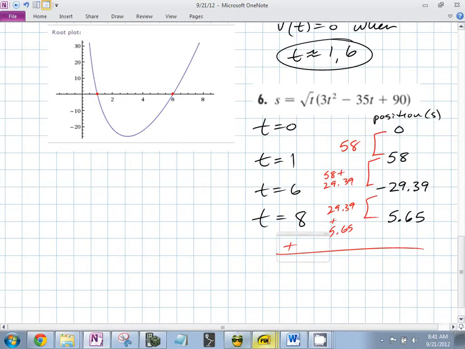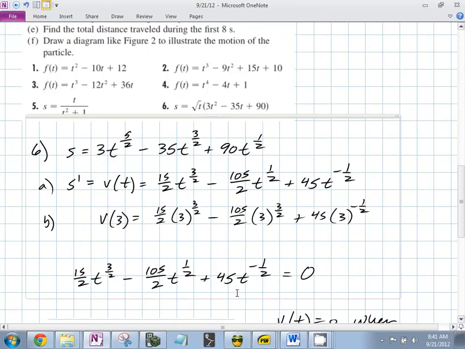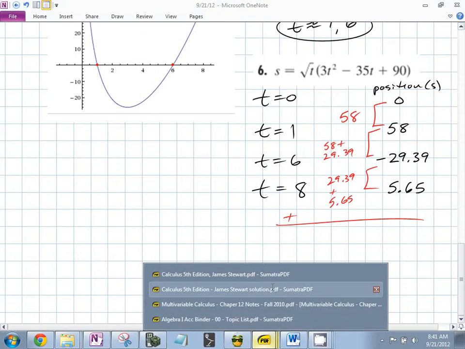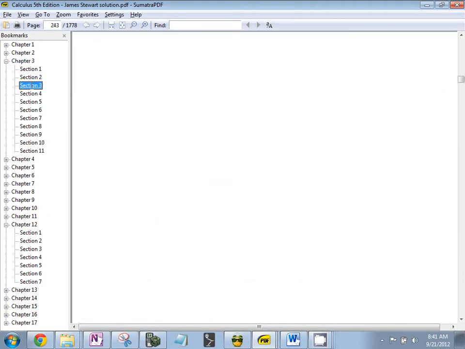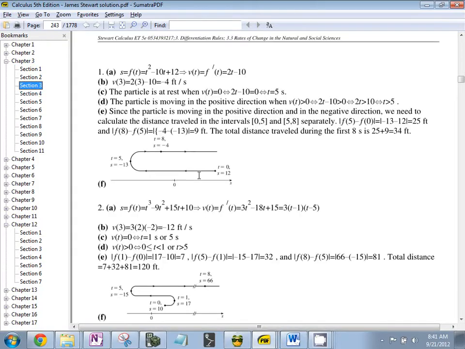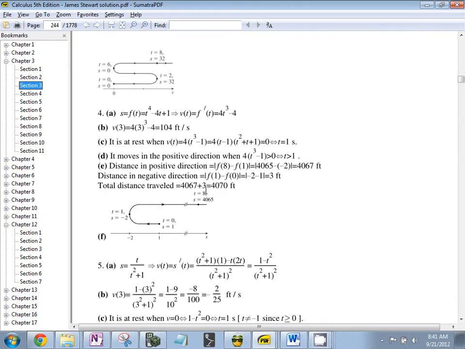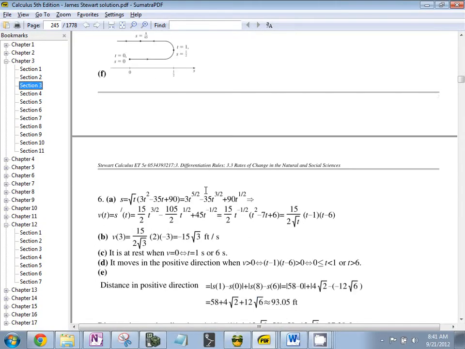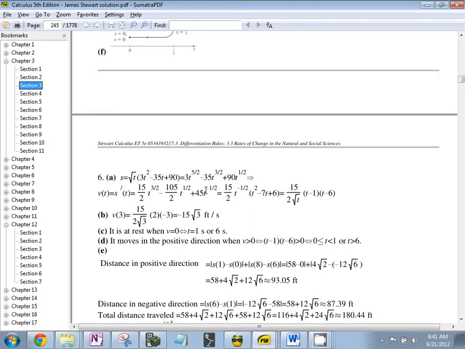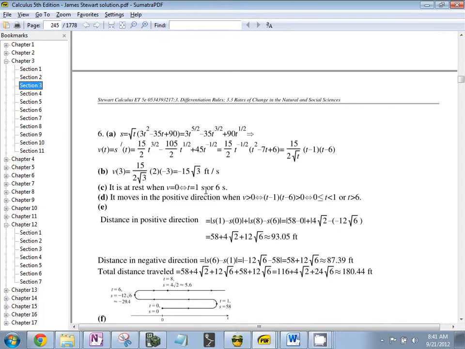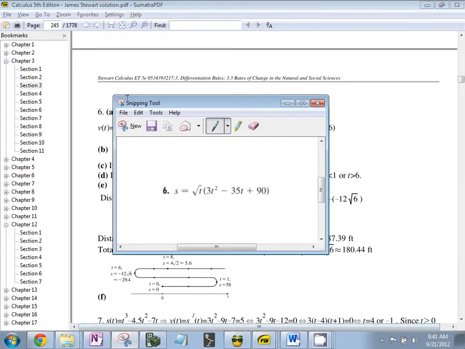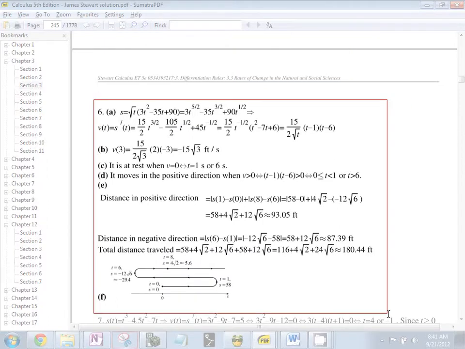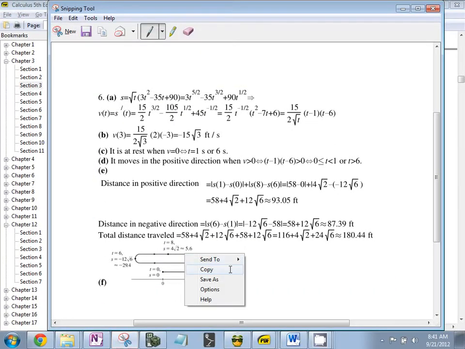This is 3.3. What number is this? 6? Number 6. Oh, cool. Yeah, they are. It is exactly 1 and 6. Cool. 180.44. There it is. Here it is.